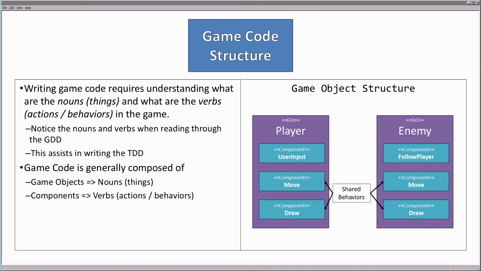Writing game code requires understanding what are the nouns, things, and what are the verbs, actions, and behaviors in the game. One way we can start doing this is by noticing the nouns and the verbs when reading through the game design document. By categorizing the nouns and verbs, this assists in writing the technical design document. Game code is generally composed of game objects, nouns or things, and components, verbs, actions, and behaviors. This becomes the foundational structure of games.